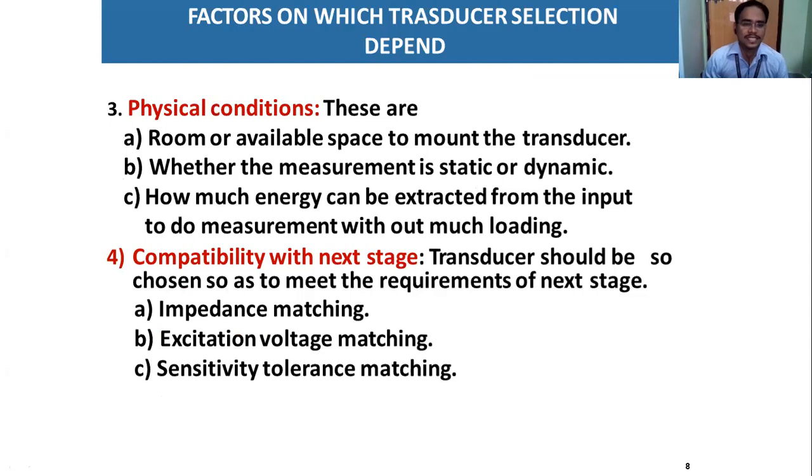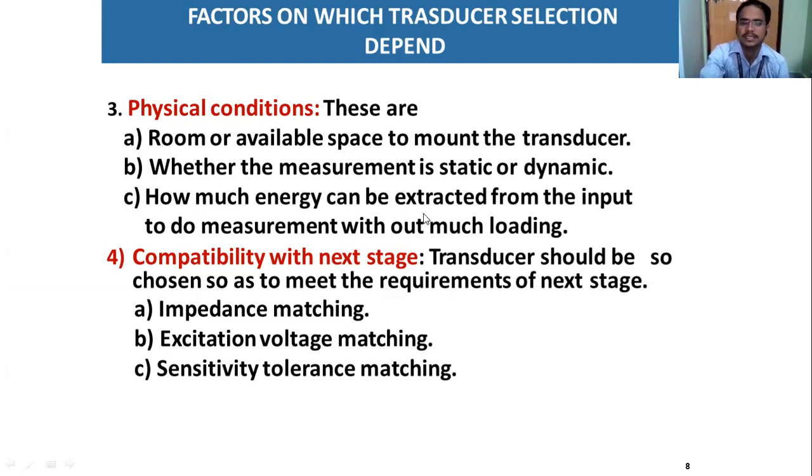Next, physical condition. Coming to the physical conditions, room or available space, the size of the transducer must be selected depending on that. It is one of the factors. Next, whether the measurement is static or dynamic. Are we going to select continuous or static results, or are we going for an alternating or changing input? Depending on that also we need to select the transducer.